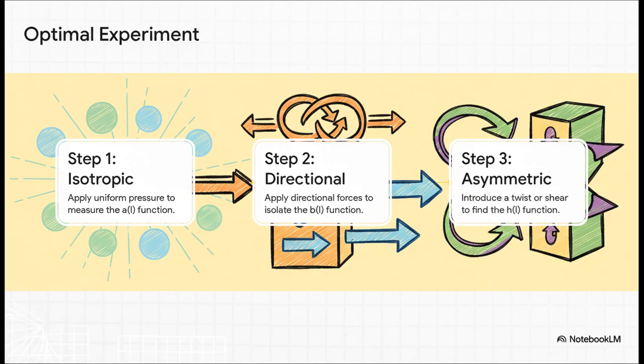First, you'd apply a uniform pressure, like squeezing it from all sides, and that helps you find the A function. Next, you'd apply a directional force, like pulling on it from one side to zero in on the B function. And finally, you'd give it a twist to measure the H function. It's almost like a scientific detective story, where each step reveals another one of the material's secrets.